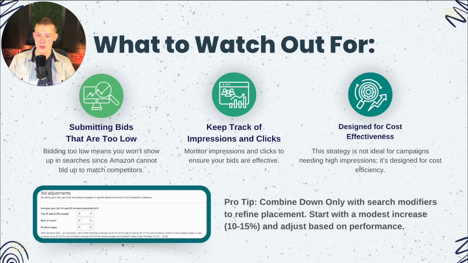So with down-only bidding, because Amazon can't bid up, you want to add some sort of top of search modifier. But maybe don't start with 100%. You can start with lower, like 10, 15%. If that works out well, great. Keep it there. Maybe try lowering it a little bit. If it doesn't work, slowly increase it up. You'd rather start off lower than higher because that's going to be more efficient for your spend.